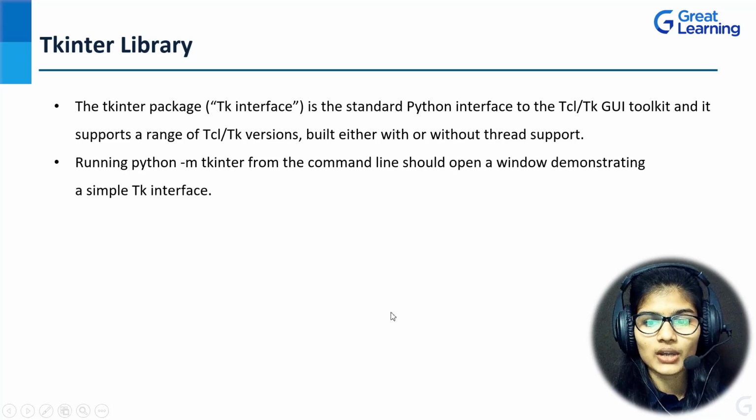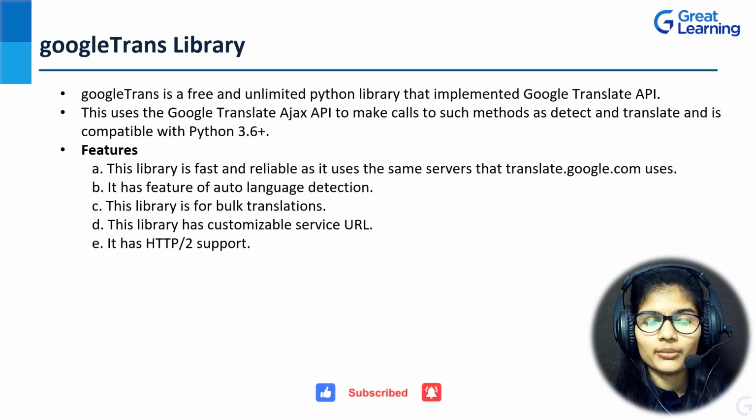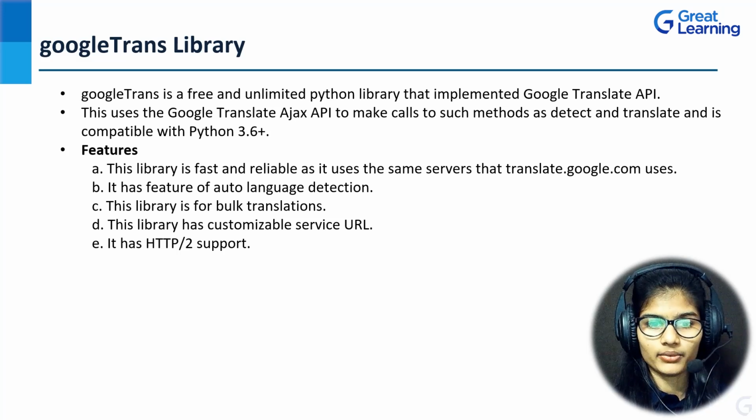After that, we learned about the googletrans library. This was one library which is free and unlimited, for implementing Google translation. It is also a Google Translate API. We used this googletrans library because it has a feature of auto language detection, so it automatically detects the language in which you have written the text. That was the reason we used this googletrans library.